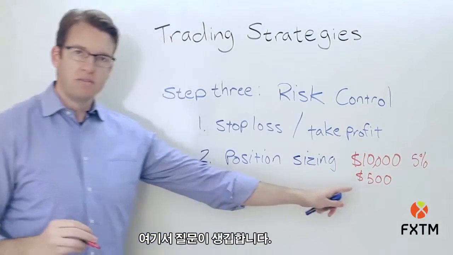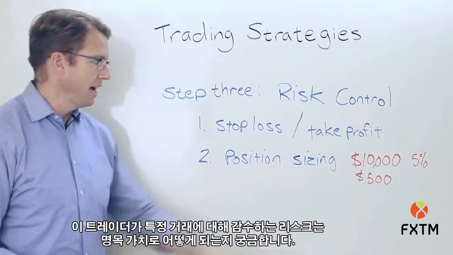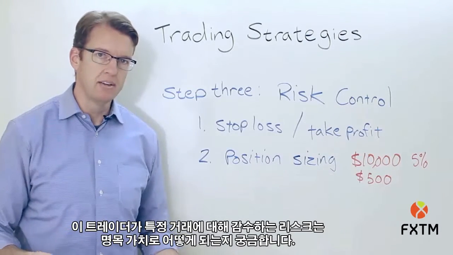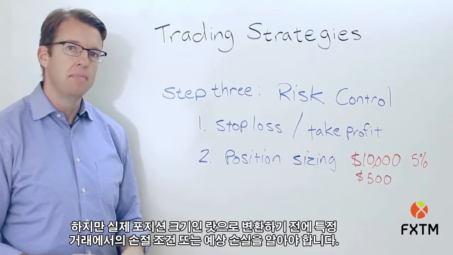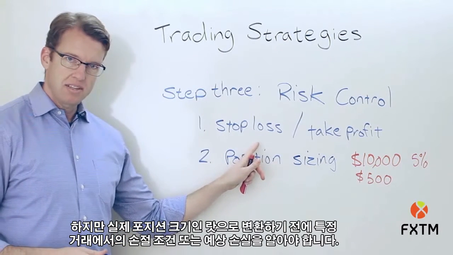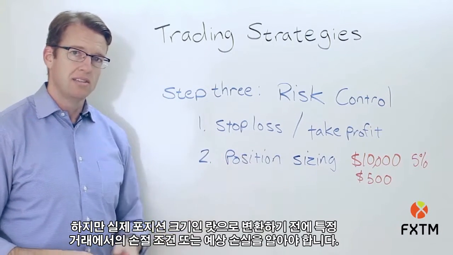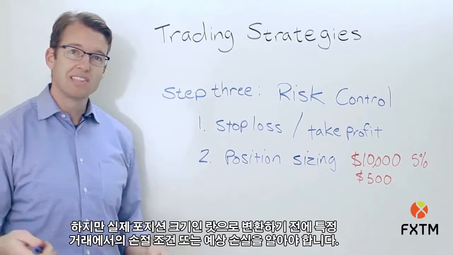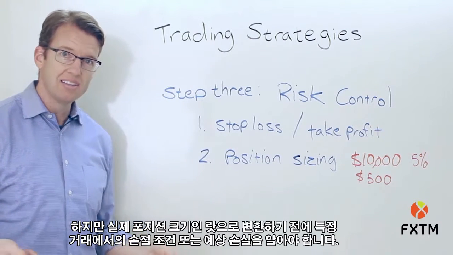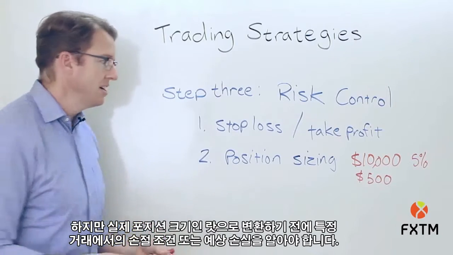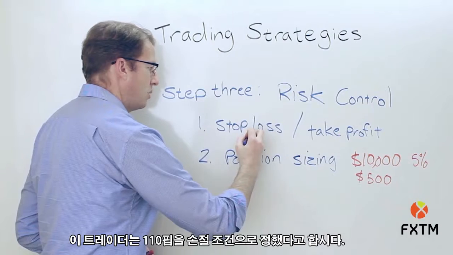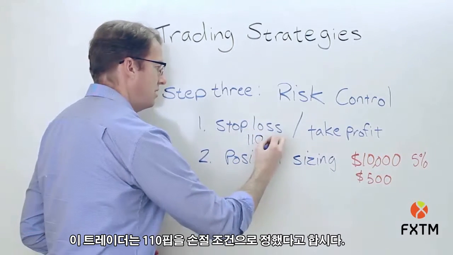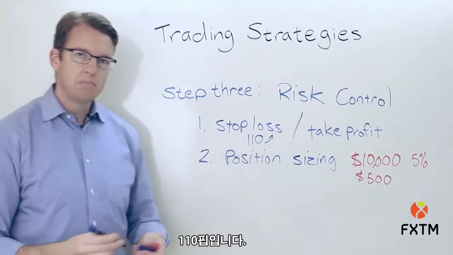Now, that's part of our question here. We want to be able to answer what is the amount of money in notional terms that this trader is willing to put at risk in a particular trade. But we need to know what the stop loss is, or what the expected loss is in a particular trade, before we can translate this into an actual position size in terms of how many lots. So let's say that a trader here has decided that their stop loss is 110 pips. So 110 pips.